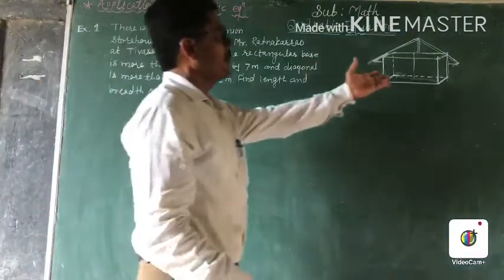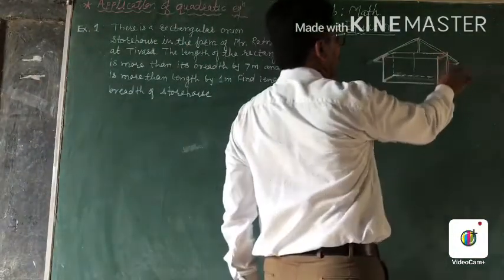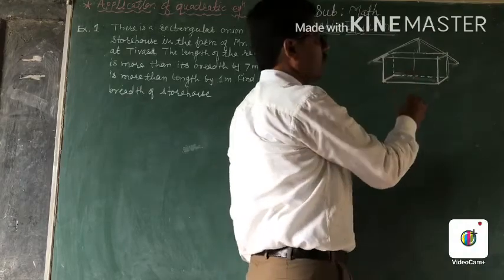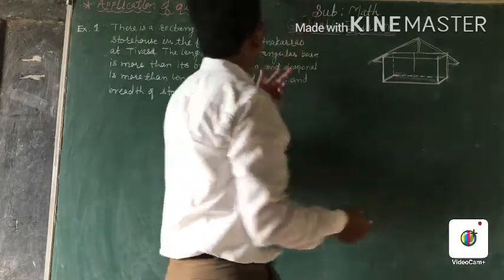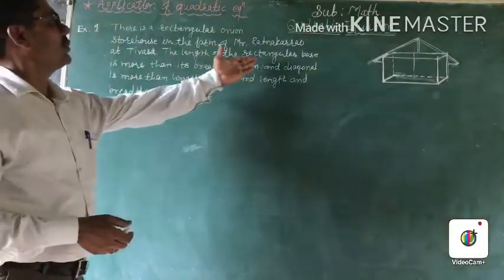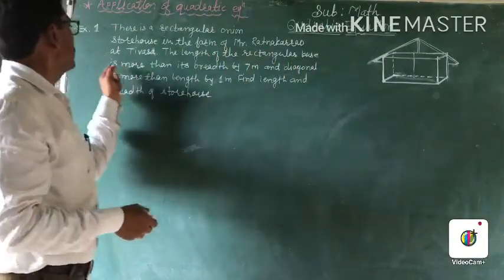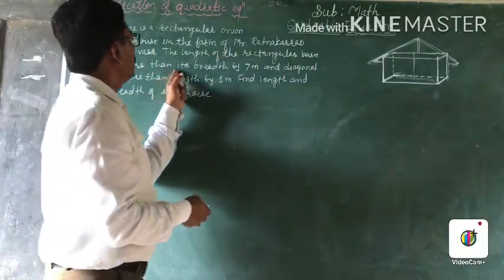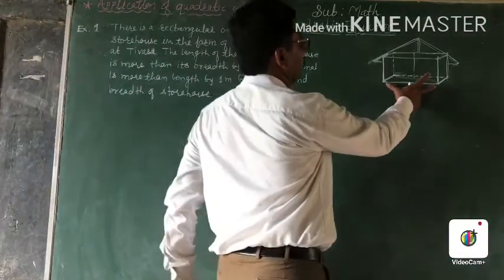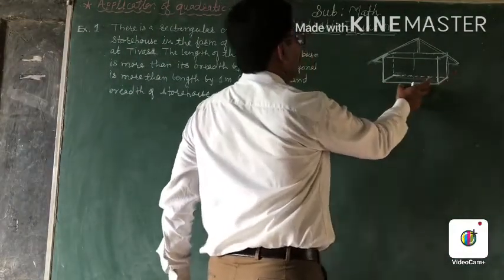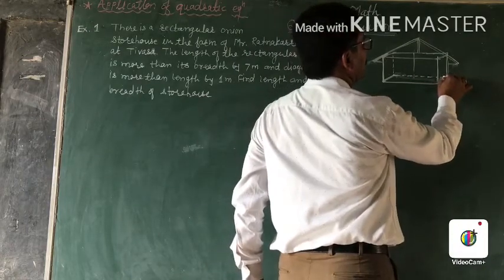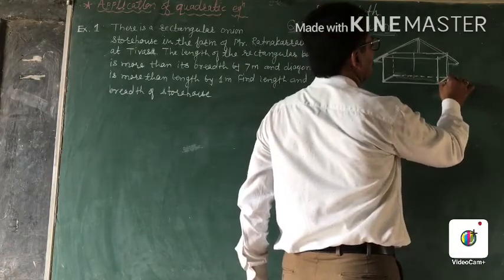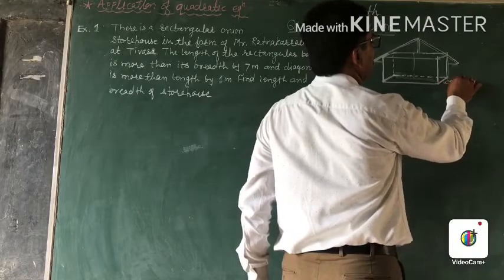Now I am drawing the figure. This is a storehouse, the rectangular storehouse. They have given some conditions. The length of the rectangular base is more than its breadth, which means this length is more than its breadth by 7. So we first consider the breadth of the storehouse to be x meter.